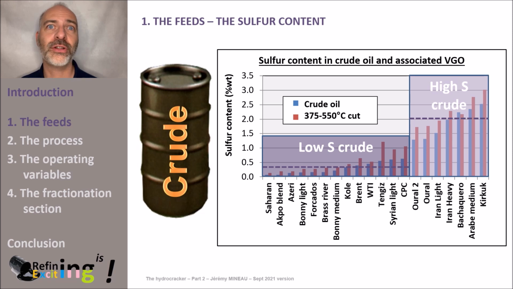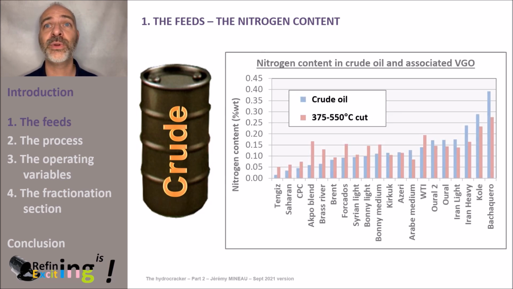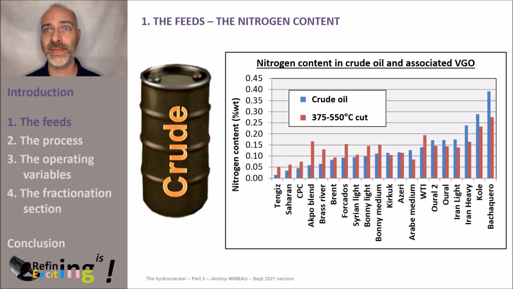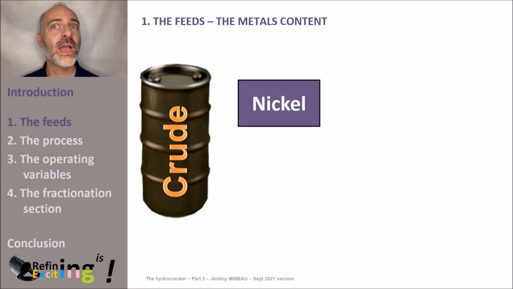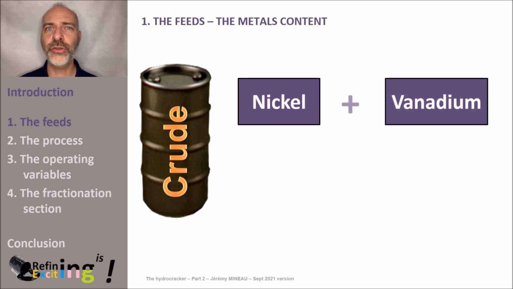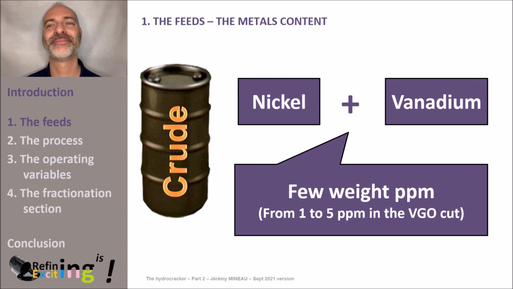The higher the sulfur content in the crude oil, the higher the sulfur amount in the VGO cut. As far as the nitrogen content is concerned, it typically varies between 500 and 3000 ppm. And we see that it is relatively little dependent on the nitrogen content of the associated crude. In terms of metal content, the focus is mainly on nickel and vanadium. Typical levels are in the order of few ppm, let's say 1 to 5 ppm weight.